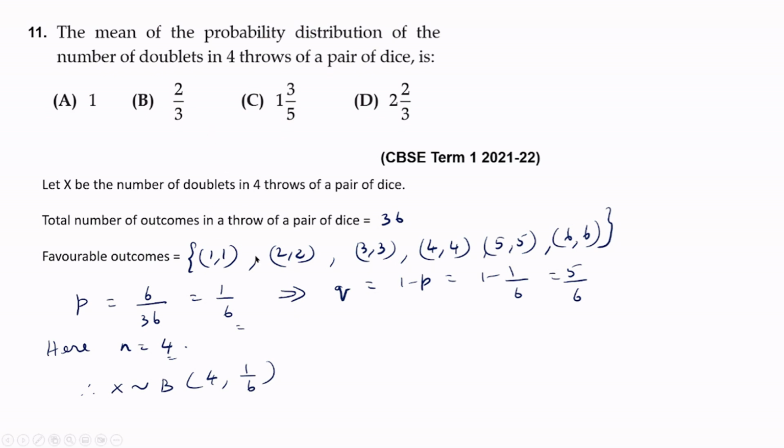Here we need to find the mean of this probability distribution. Now we know that in a binomial distribution, the mean it is given by np. This implies mean equal to expectation of x. It is equal to n into p. n is 4 and p is 1 by 6. As a result, it is 2 by 3. So the correct option is option B, 2 by 3.